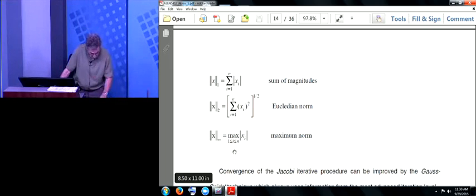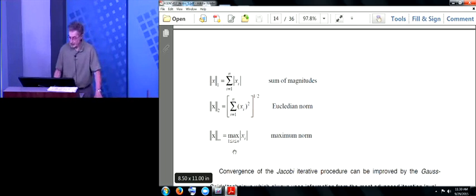Then, but these are not the corrected notes. These are not the corrected notes. I'm just showing you where I corrected them. Okay, the corrected notes are posted.